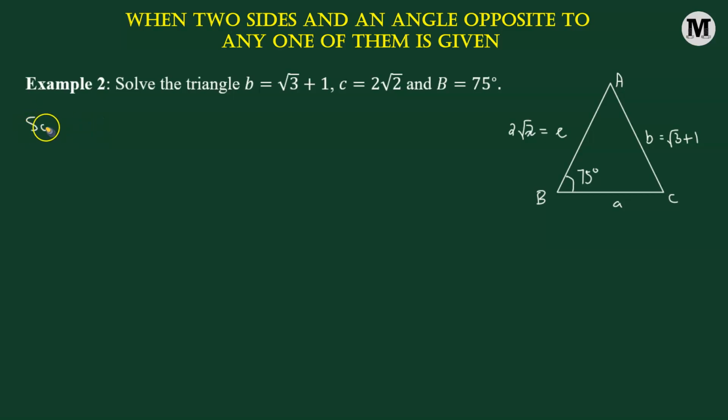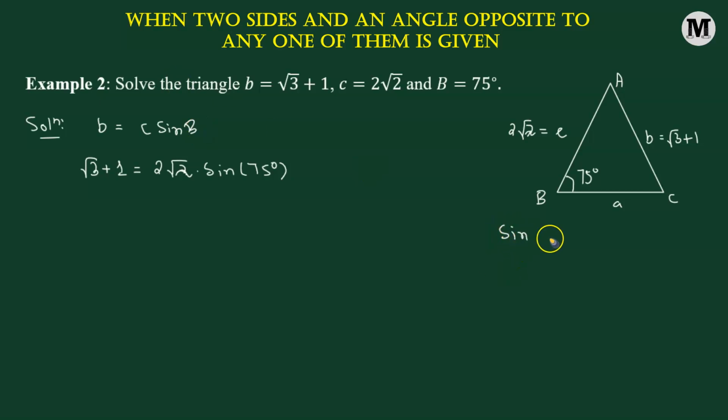Okay, let us begin. The first thing we'll try to find out is, we must show here that b equals c times sine of angle B, if it is true or not. So here b is given as square root of 3 plus 1. That's going to be equal to, now c here is 2 times square root of 2 multiplied by sine of angle B. Now angle B is given as 75 degrees. So let's quickly try to find the value of sine 75 degrees.